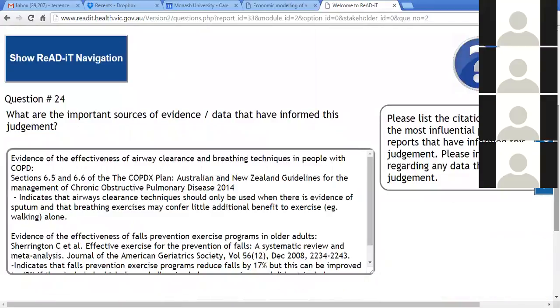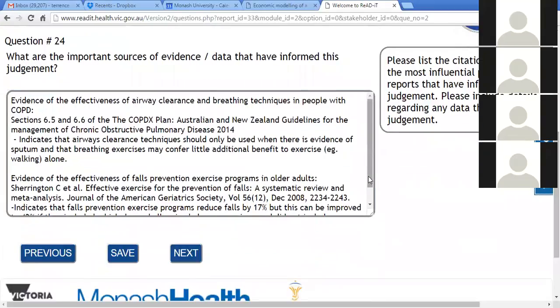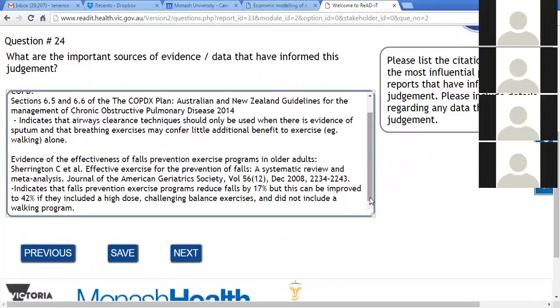So here I've got a reference that I've provided regarding the airway clearance and breathing techniques that's in the Australian and New Zealand guidelines for management of COPD that really indicates that airway clearance should only be done for people where there's evidence of sputum. But our service overall is a service that is being provided to every patient who comes through the door with COPD, whether they've got sputum or not. So that's a bit of an indication that the way we've currently structured that service may not be ideal. For the falls prevention service, I've got here a systematic review that's found that falls prevention exercise programs can reduce falls by 17%, but this can be improved to 42% with a particular type of exercise being used.